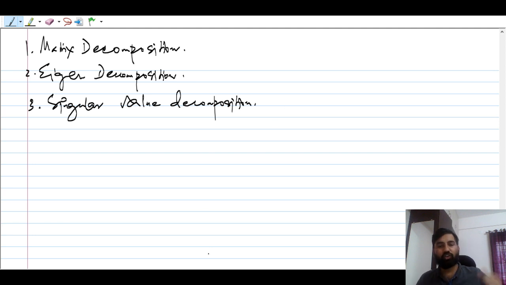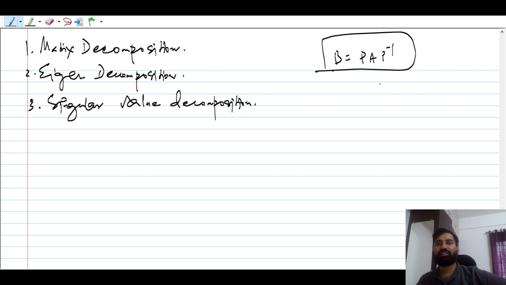In fact, when you talk about similarity of matrices, there also you decompose a B matrix into P A P inverse. It is also factorization now. You are factorizing this B matrix into this. Everywhere, decomposition means factorization, remember. Decomposition means factorization, okay.